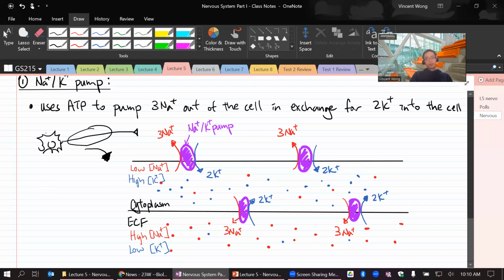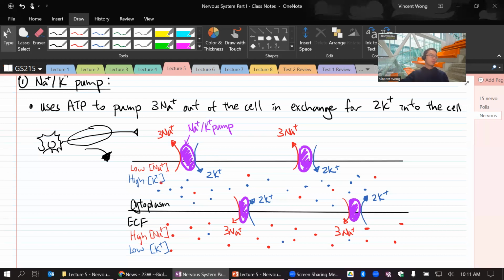Now, I want you to think about this. When given the opportunity to do so, do you think the sodium would move into the cytoplasm or out of the cytoplasm? Let me repeat the question. Ignore the sodium-potassium pump for a second, okay? Just ignore all these purple ovals. When given a chance, do you think the red dots, the sodium, would want to come into the cytoplasm or out of the cytoplasm?